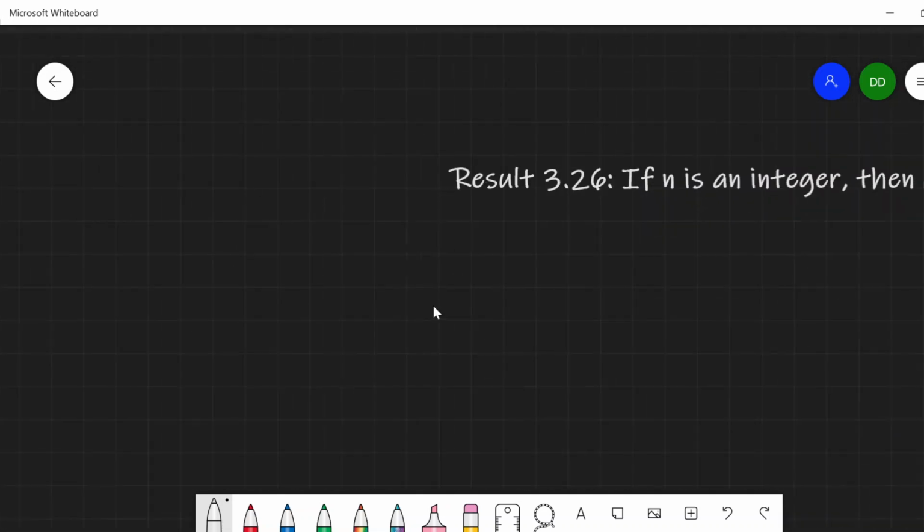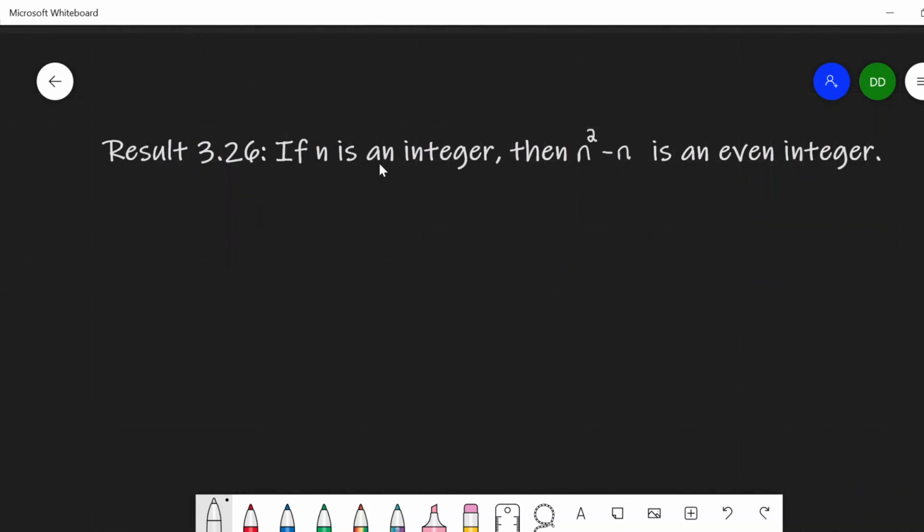So for instance, let's look at a result that we're going to prove in a second. If n is an integer, then n squared minus n is an even integer. If we want to prove a statement like this, one way to write it is to define the open sentence P of n: n squared minus n is even. Then we could say, for all integers n, P of n. That's a perfectly fine way to express this statement.